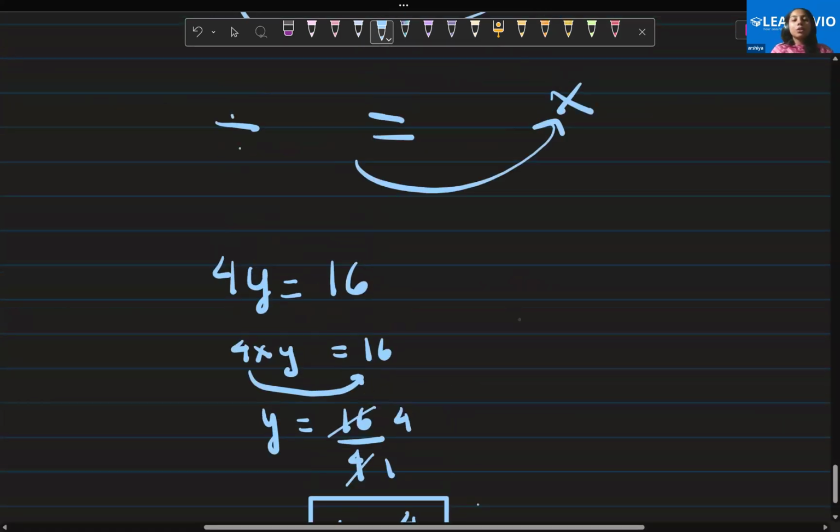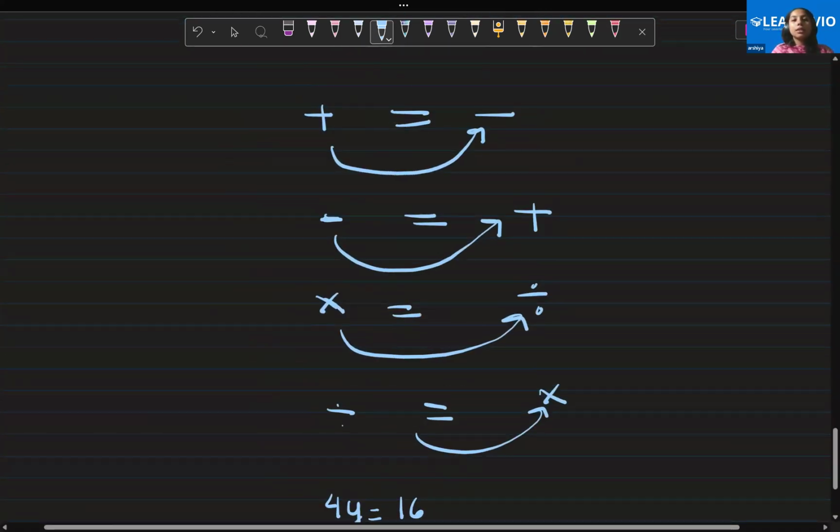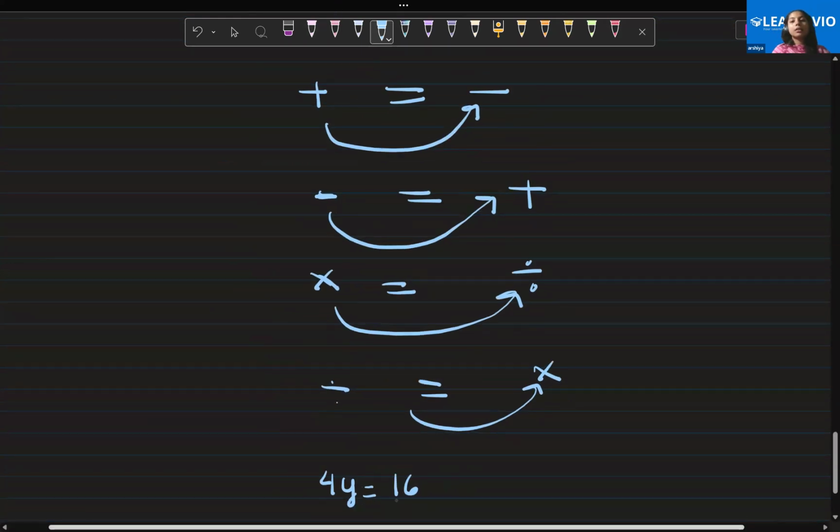Okay, everyone first write this down, the sign thing, then the equation that I've written.